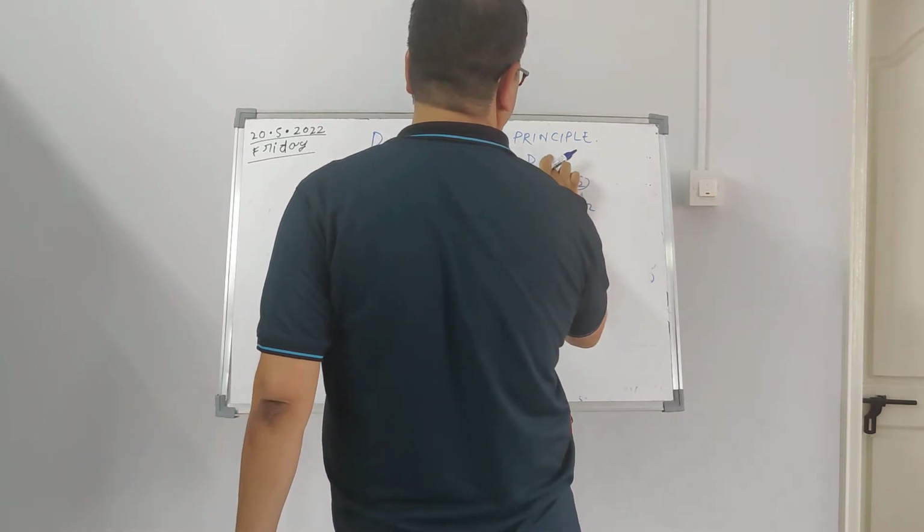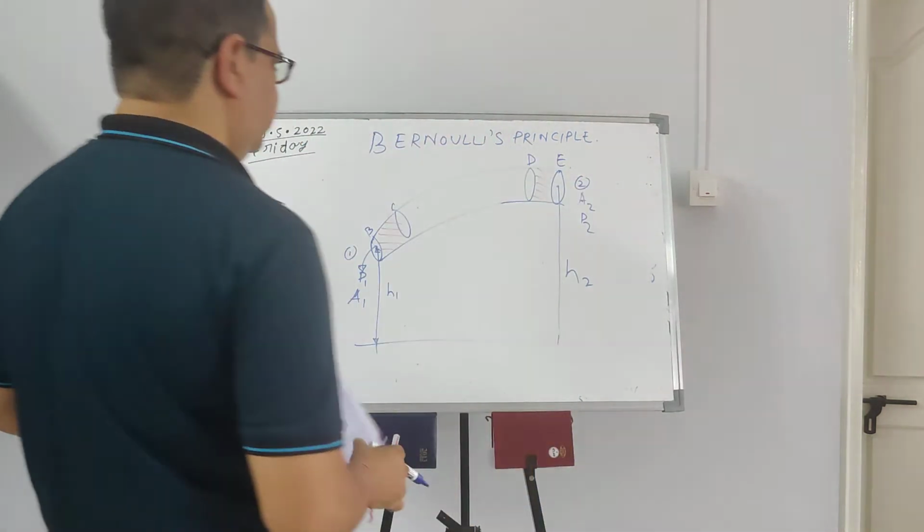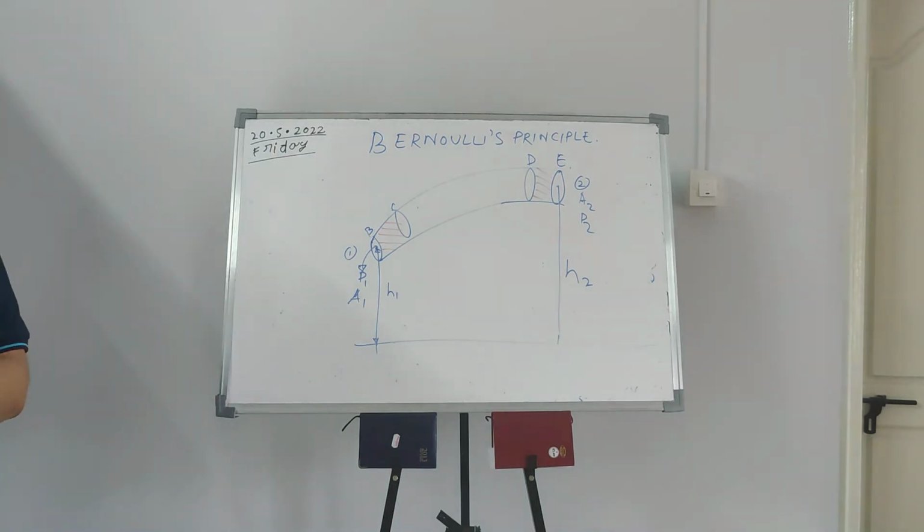This is my D, and this is E. Okay. Is this U1 del T or V1 del T? What is written here? V1, here? V2.